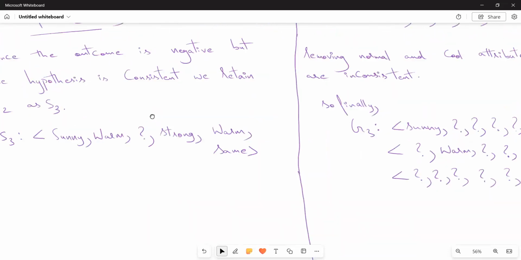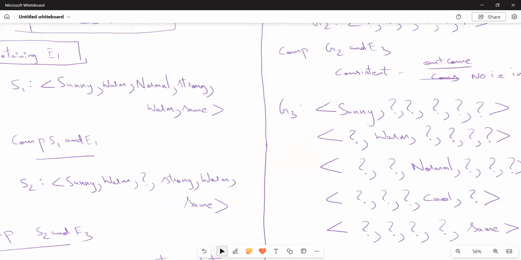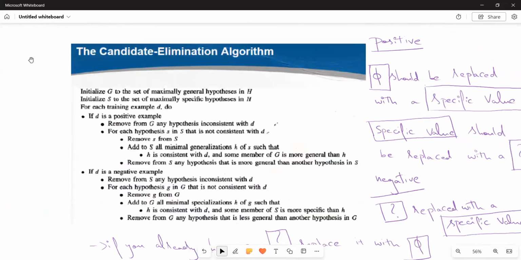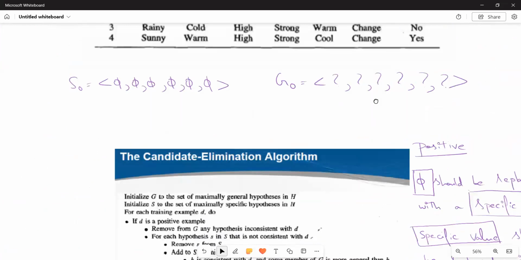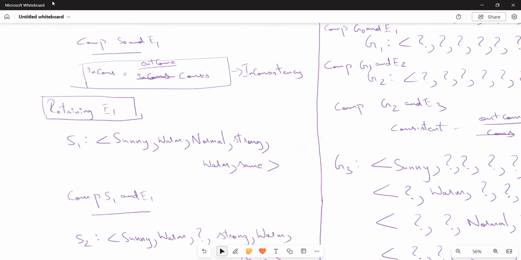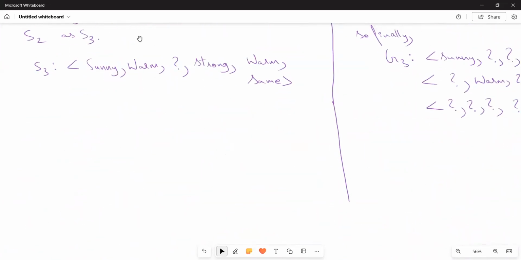Okay, so we're done with this. Now coming back to your E4. You can see that your target variable is positive. So what do you do? Since it is positive, we are here with S4. Comparing your S3 and your E4, what is your output? This is pretty much the same, right?